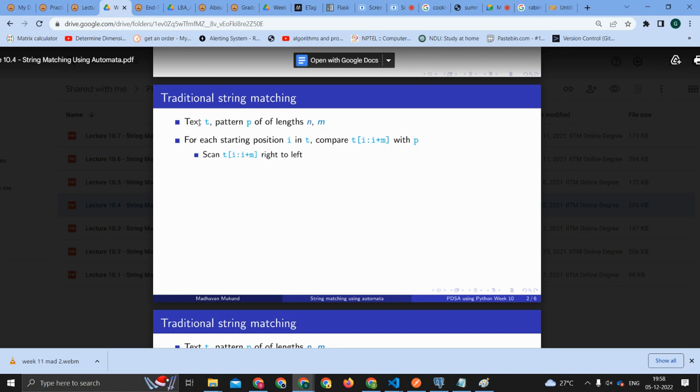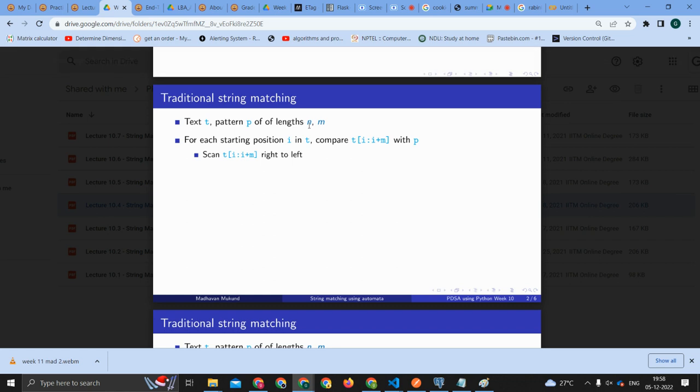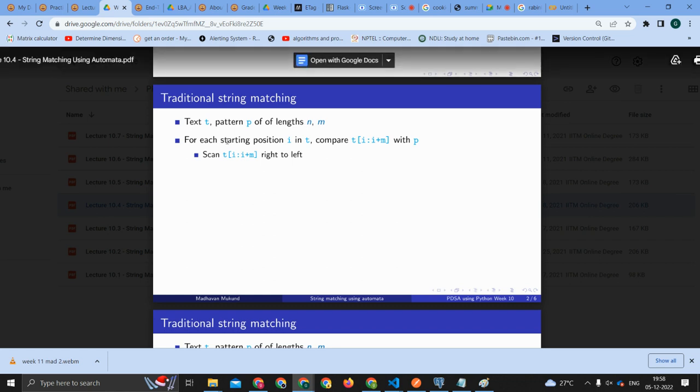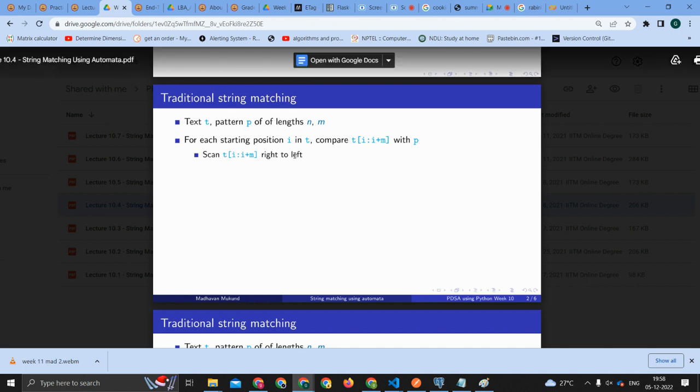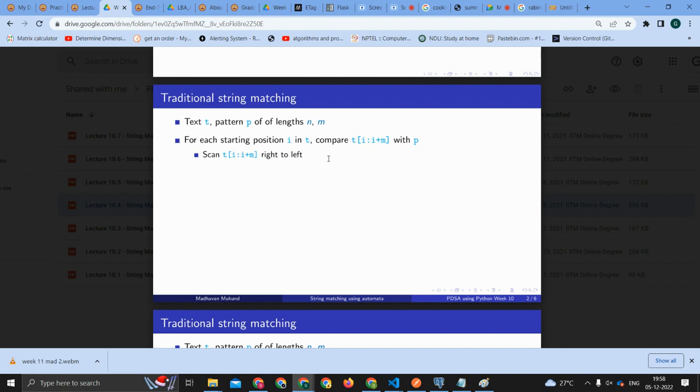So traditional string matching is: take a text and pattern of length n and m. For each starting position i in T, compare, and so on. Right to left now. What does this mean? Okay, they are coming from the end now. I think so.